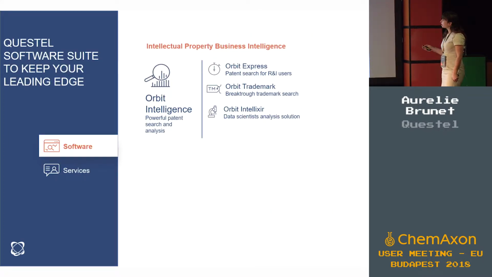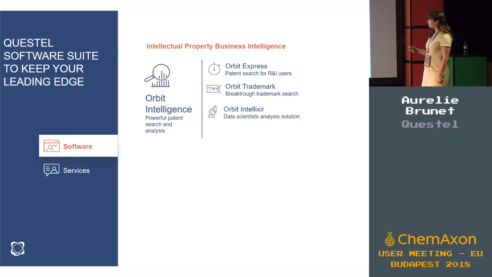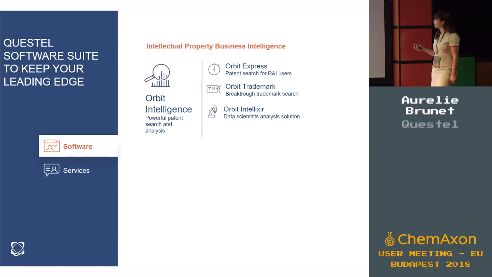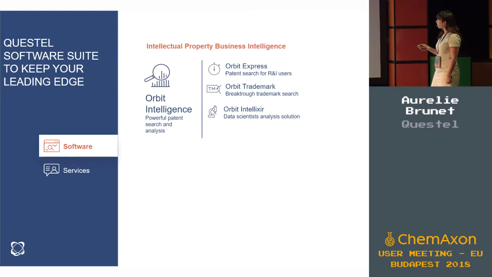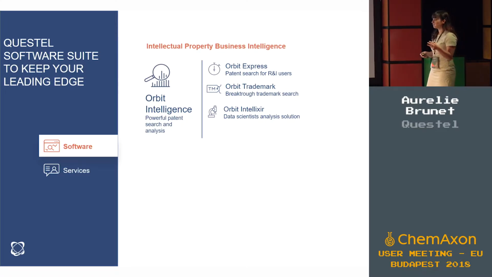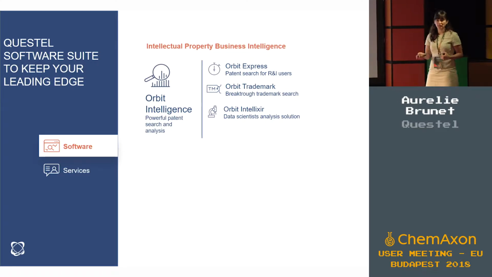First, these are our core software. The main software is a patent database, and I will show you today how we integrated ChemAxon tools within the patent database. Then we have other tools, such as a patent database for R&D, which is, let's say, easier because you don't have all the legal aspects of opposition and lawyers and so on. And Orbit Intellixir, which is more for data scientists, where you can also integrate non-patent literature and monitor your competitors, search for innovation, technology watch, and so on.